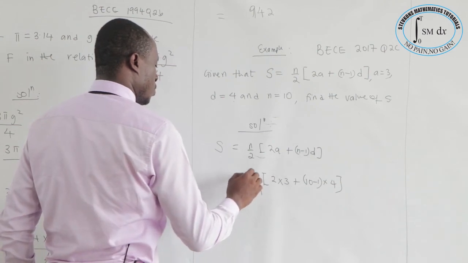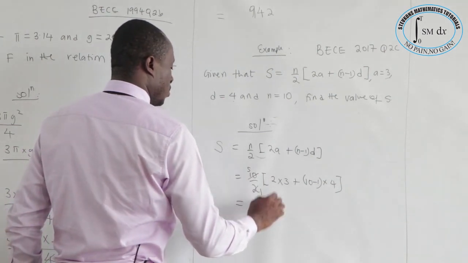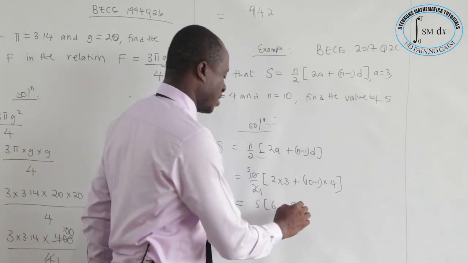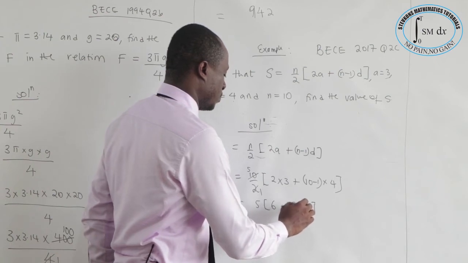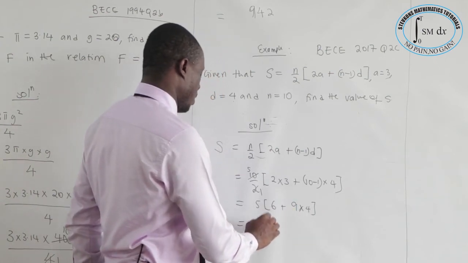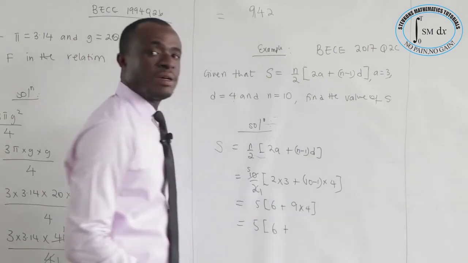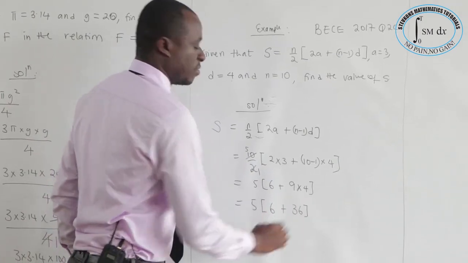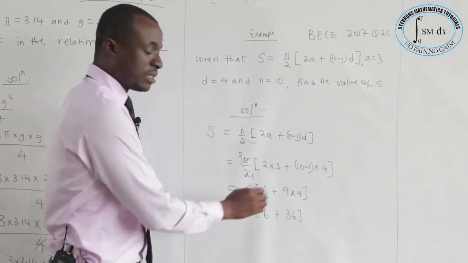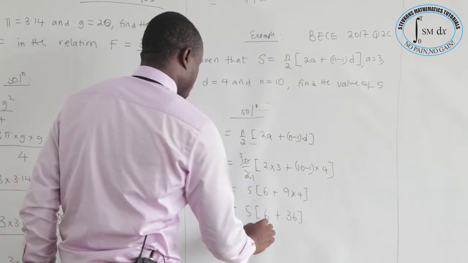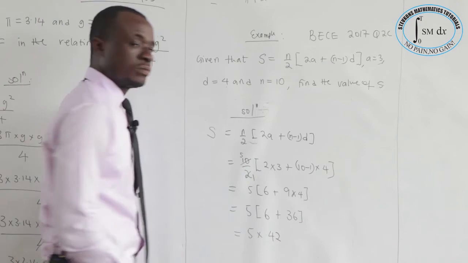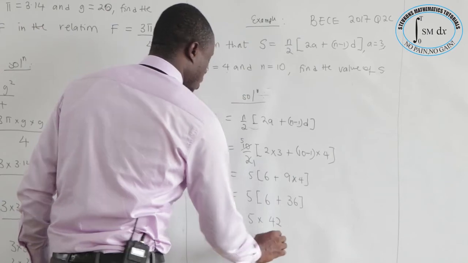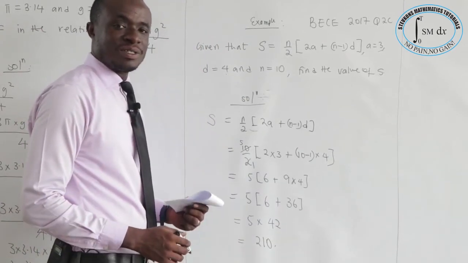Now, 2 going into 10, that is 5. So you have 5. 2 times 3, you have 6. Now, what is 10 minus 1? That is 9, so you have 9 times 4. Now, we have 5 outside, 6. Now, 9 times 4 is giving us 36. BODMAS, bracket first. Now, what is 6 plus 36? That is 42. Now, what is 5 times 42? Looking at it clearly, that is 210. This is an easy question.